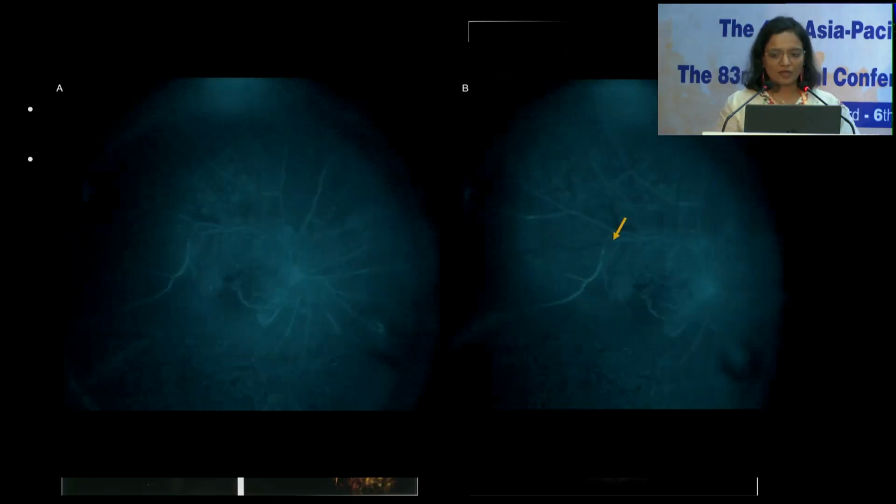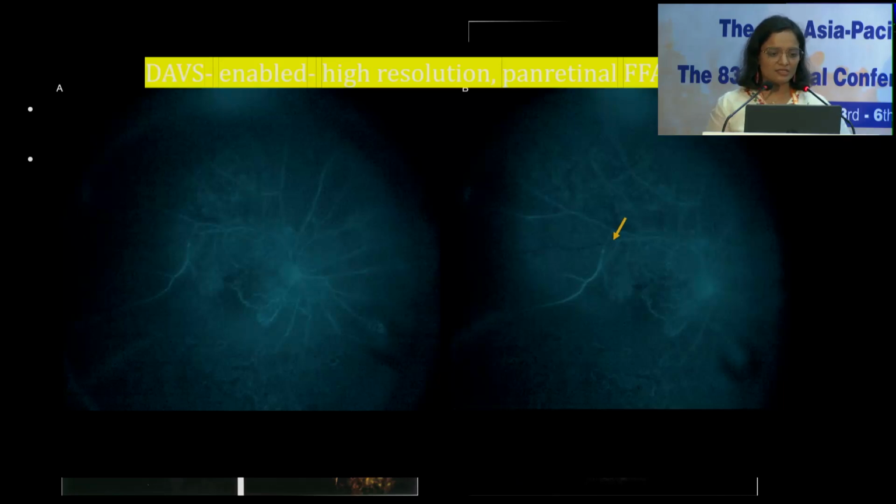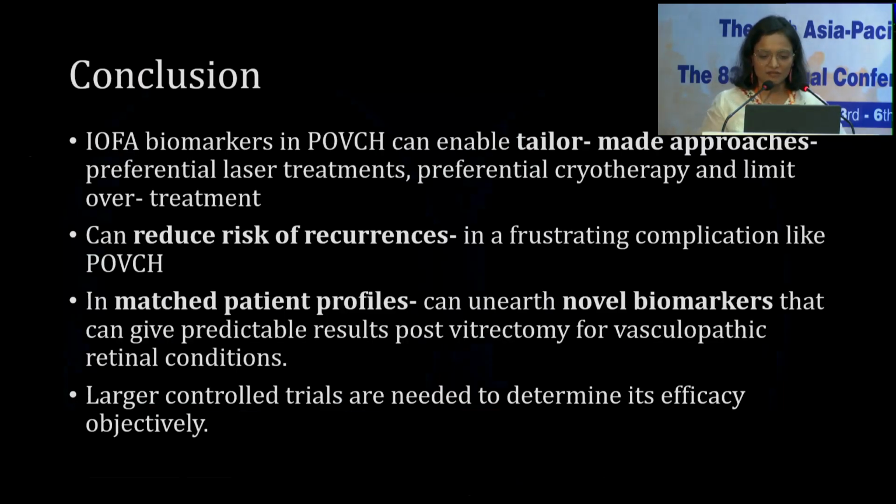And we saw a lot of biomarkers for vitreous lavage on this digital assisted vision system, with high resolution and pan-retinal fluorescein angiography intraoperatively. This can unearth novel biomarkers in patients undergoing a vitreous lavage and can give predictable results post-vitrectomy for diabetes and retinal vein occlusions. It can potentially reduce the risk of recurrences, and reduce over-treatment or under-treatment by allowing only IOFA-enabled treatment during a lavage. Larger studies are needed to determine its true efficacy in vitreous cavity lavage.